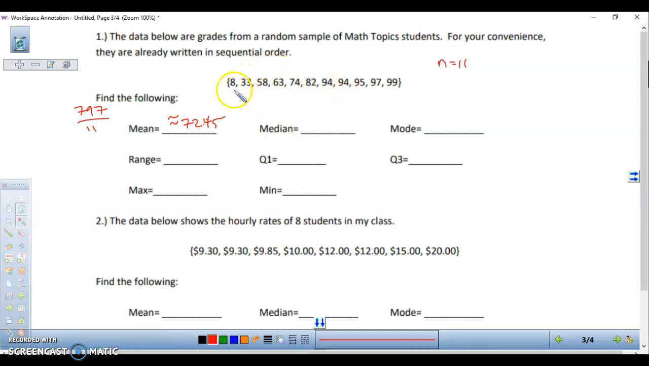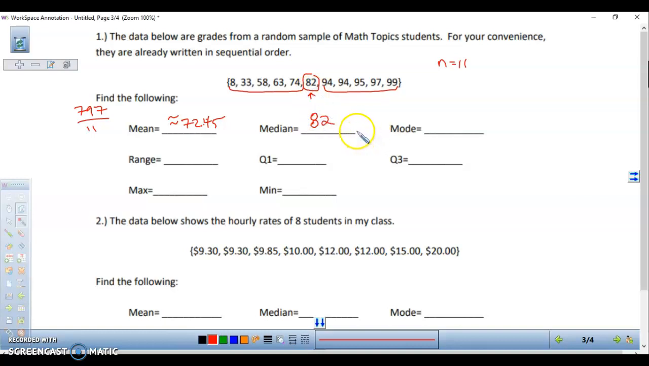So that means there's going to be 5 numbers. This would kind of represent the first half of the data. Then there's the median, the number in the middle. And then there's 5 numbers past it, which will represent my second half of the data. Okay, so the median is the number right in the middle, and the number right in the middle is 82. That's the median of the data.